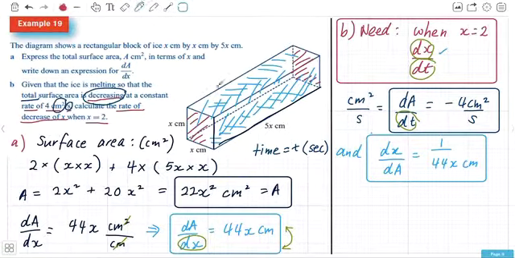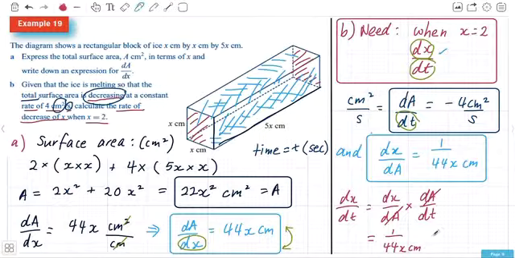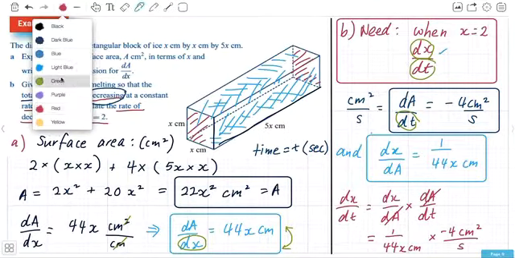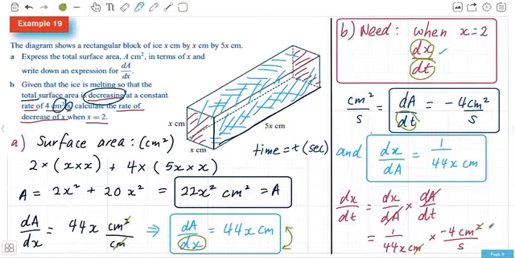So I'll do this in red. So we've got dx/dt equals dx/dA, it's got dx on the top, times dA/dt, and check, yeah, the dA's would cancel and leave me with dx/dt. So dx/dA is 1 over 44x centimetres, and dA/dt is -4 centimetres squared per second. So in terms of the units, centimetres will cancel, so we have centimetres per second, and that makes sense, centimetres for x per second for t. And then we've also got -4 over 44.